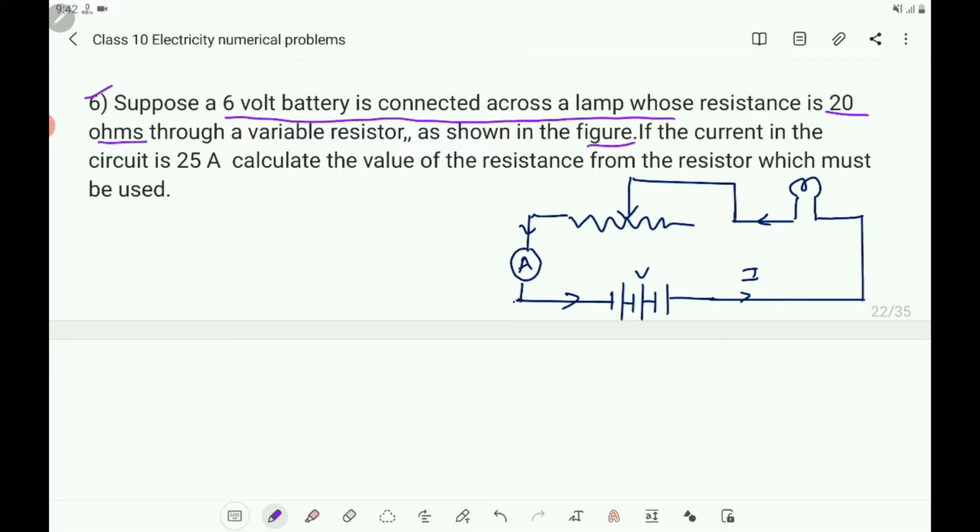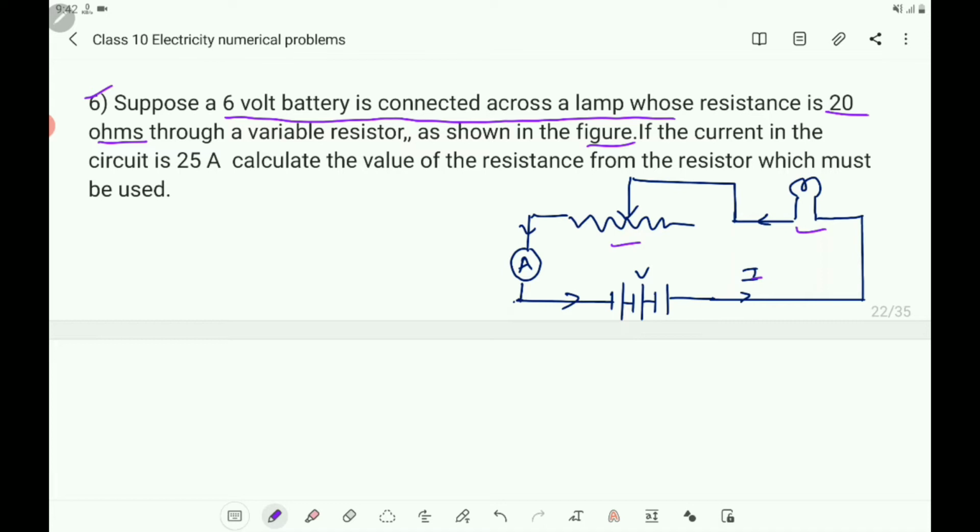in the figure. So what is that? A 6-volt battery is connected across a lamp whose resistance is 20 ohms and it is connected through a variable resistor that is shown in the figure. If the current in the circuit is 0.25 amps, calculate the value of the resistance from the resistor which must be used.